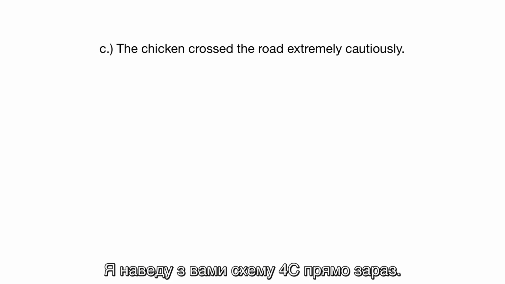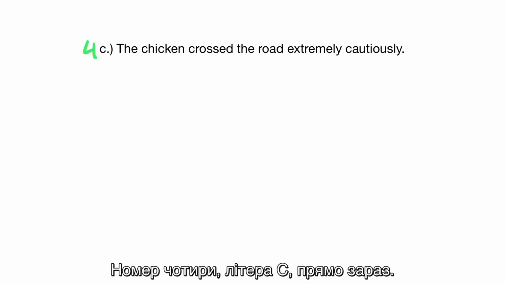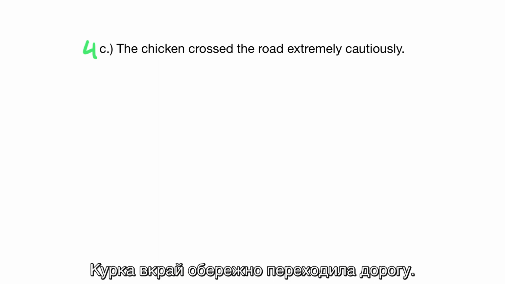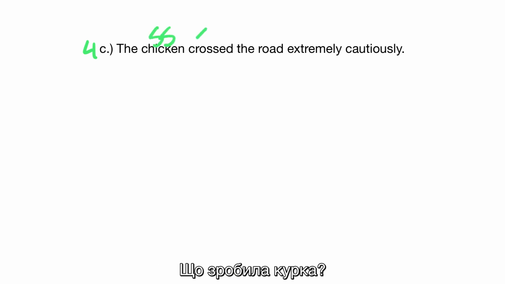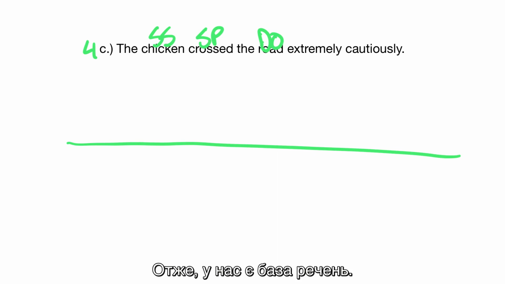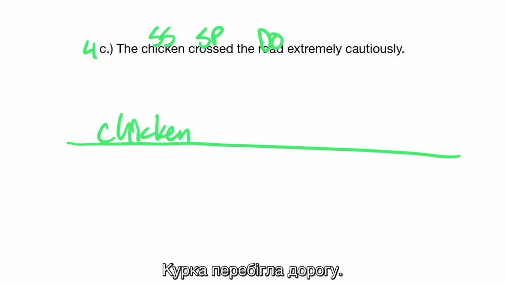I will diagram 4C with you right now. Number 4, letter C. The chicken crossed the road extremely cautiously. Who or what is this about? It's about chicken. What did the chicken do? It crossed. What did it cross? Road. So we have our sentence base. Chicken crossed road.